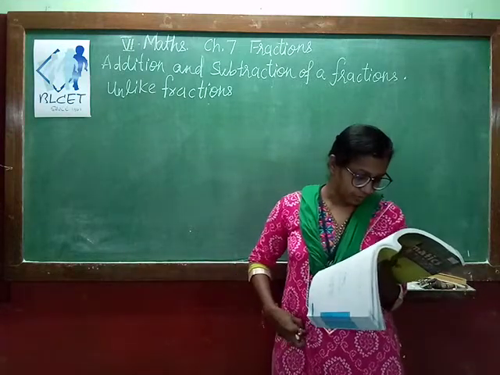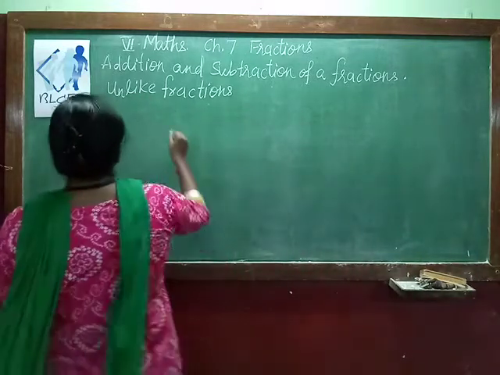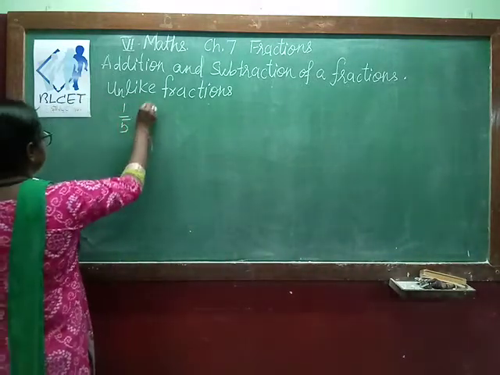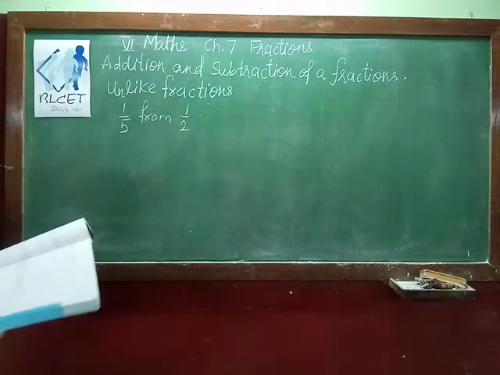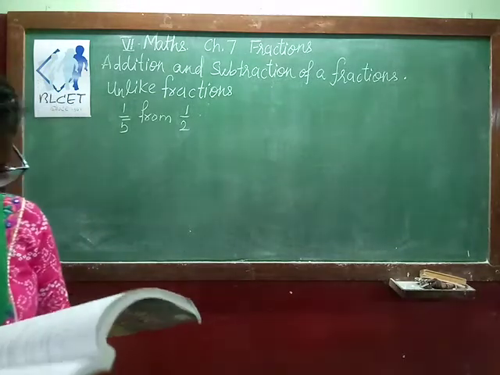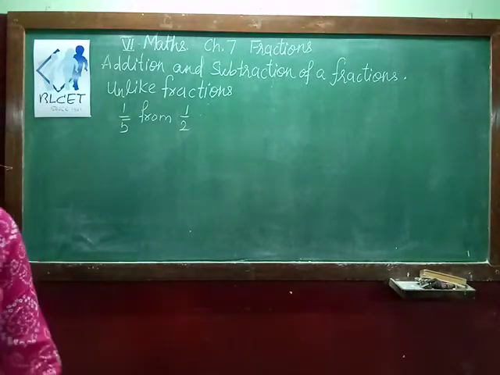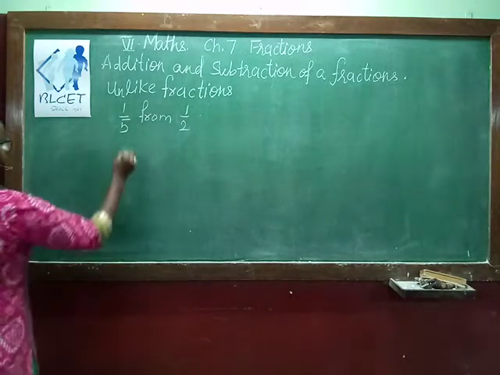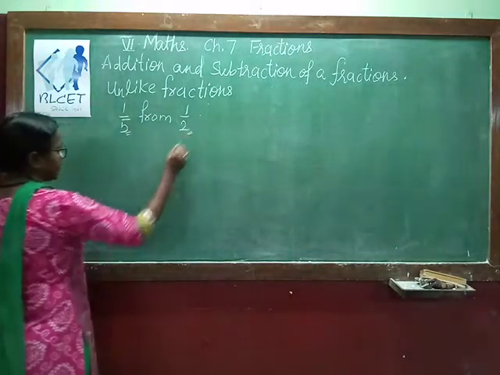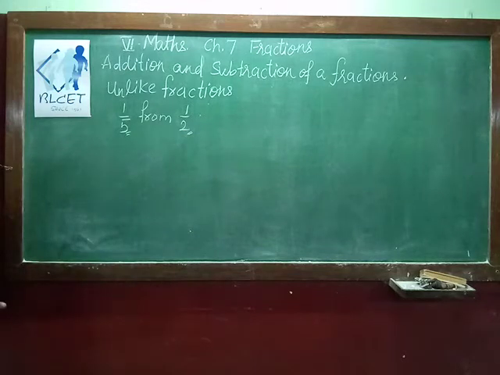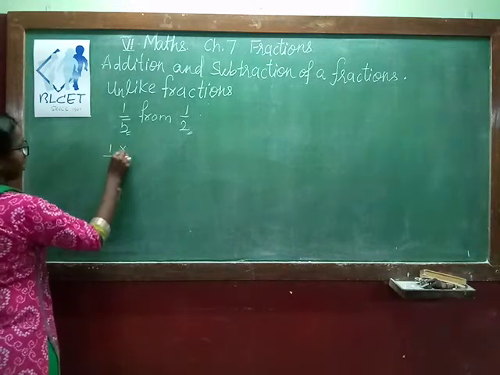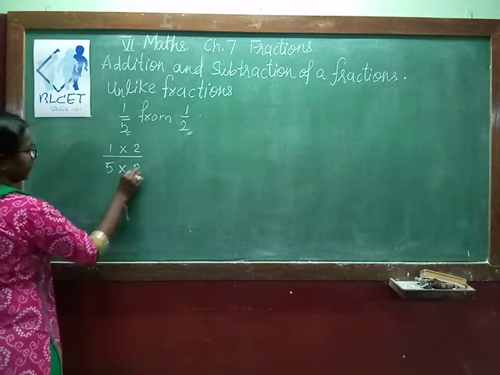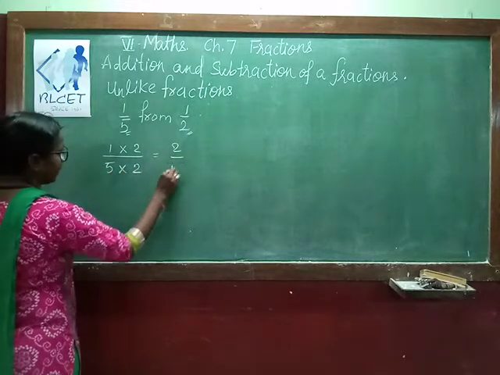Okay, so let's see how to do this. So what is given? Subtract 1 by 5 from 1 by 2. So what we have to do here? Here 5 is there, 2 is there. So we have to convert them into like fractions. For that we have to find the LCM, take the denominator same. So by which number you have to multiply 1 by 5? 1 by 5 multiplied by 2, we are finding the equivalent fraction, that is 2 by 10.